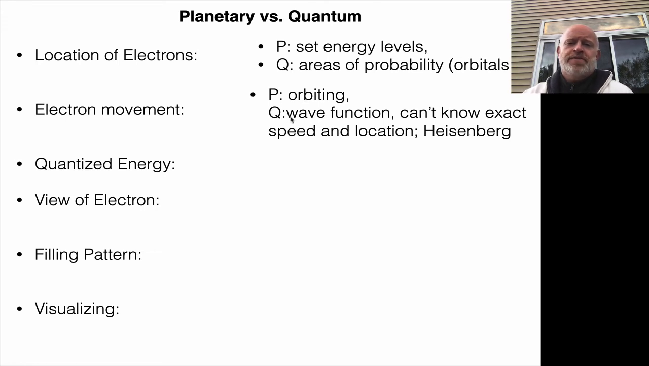And the reason why is because the electron is acting more like a wave function in this idea. And that goes back to some of the stuff we talked about previously with Heisenberg and his uncertainty principle, okay? So we got this idea of location and movement. So the next thing is, what about this energy?